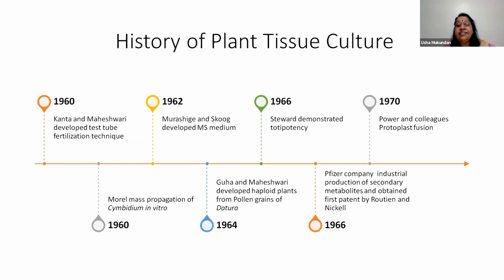Now, in 1966, Stewart demonstrated totipotency. The concept of totipotency was floated by Haberlandt. But to show that indeed plant cells, if provided the required conditions, can differentiate to form an entire plant was demonstrated by Stewart. Again, a model system using carrots.